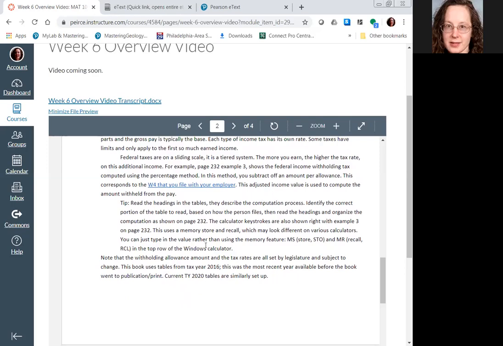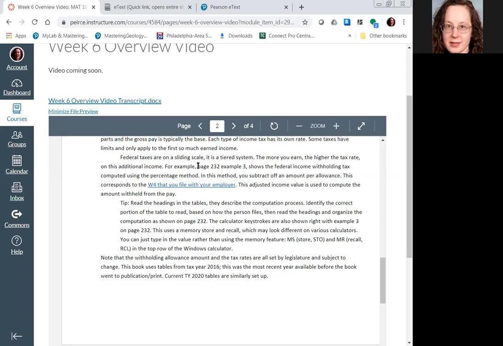Federal taxes are on a sliding scale. It is a tiered system. So the more you earn, the higher the tax rate on that additional income. So much of your money might be taxed at 10%, the next so much at 12, and then 15. As you go up more, that additional earning is taxed at a higher percentage.